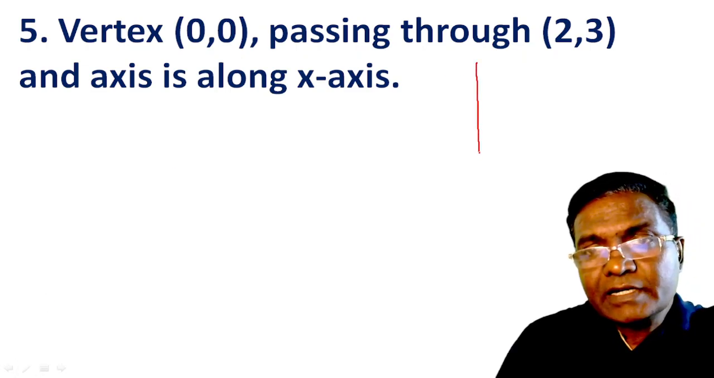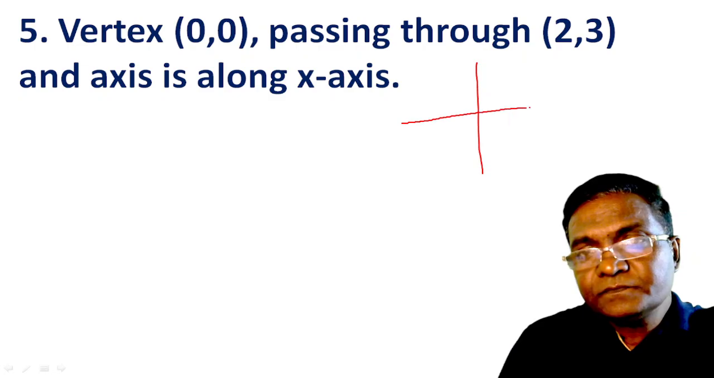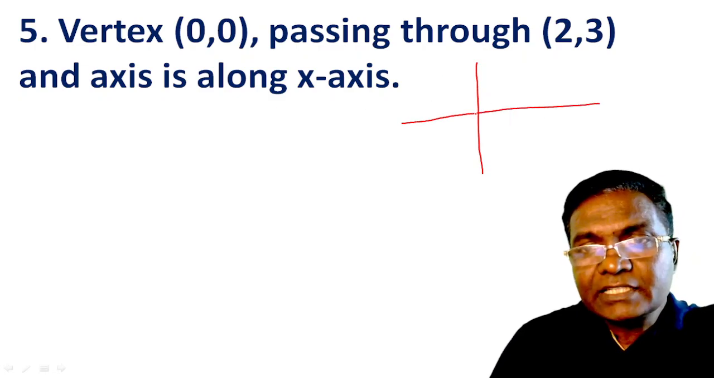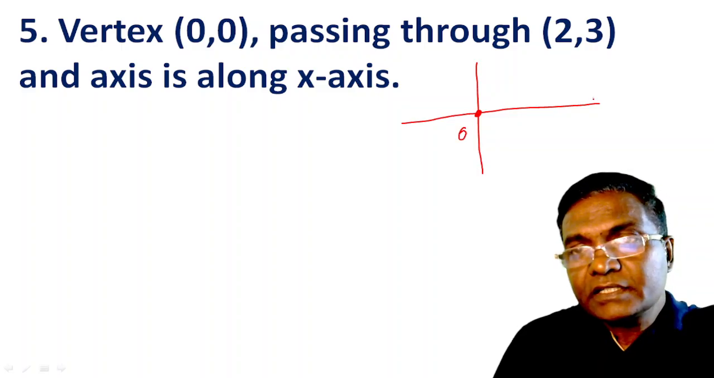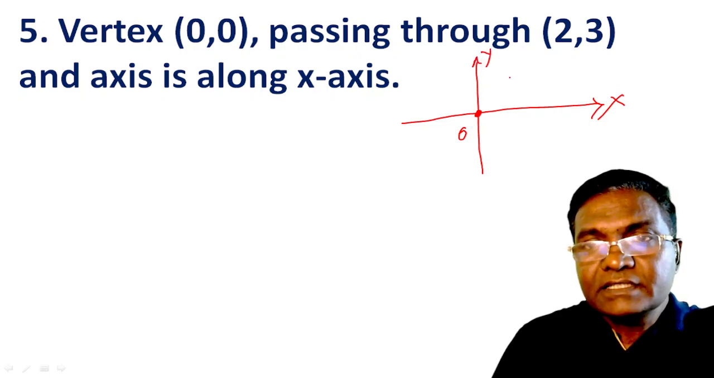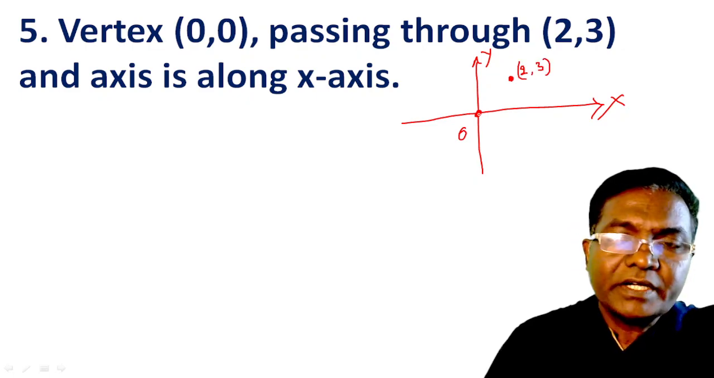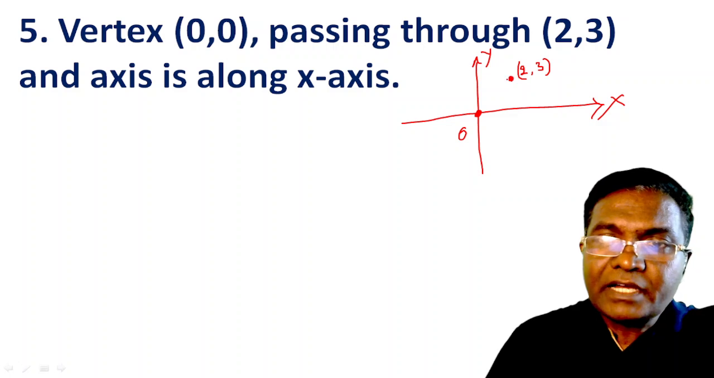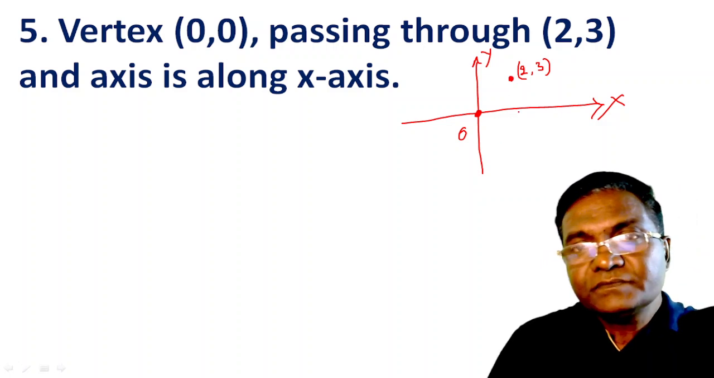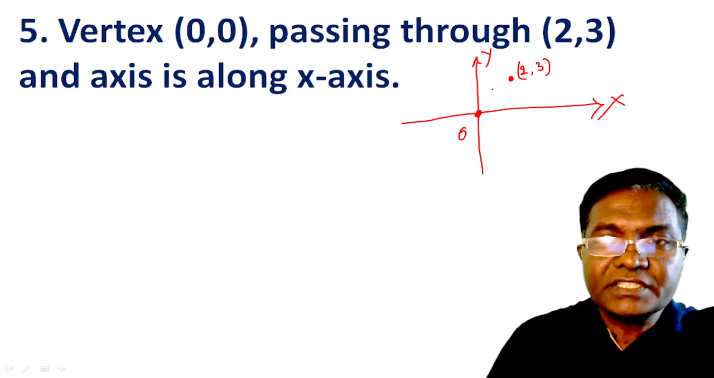So we'll try to understand with the help of a diagram. Vertex is at the origin. So this is the position of the vertex. Okay, this is the x-axis, y-axis. The parabola is passing through 2, comma 3. So vertex means the parabola touches or intersects the axis at the origin.